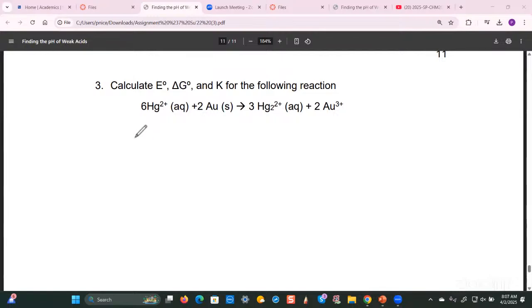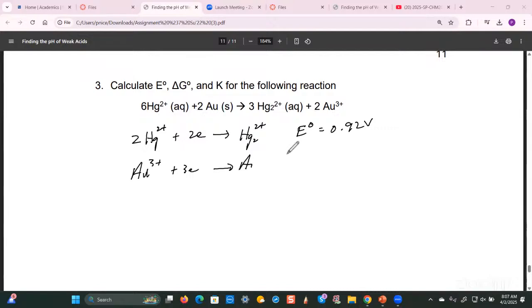And this is what I have. 2 mercury 2 plus 2 electrons to give mercury 2 plus. And when I looked up the standard EMF value, that is 0.92 volts, right? And then the other half equation is the reduction of gold 3 plus 3 electrons to give gold. And the standard EMF value for that is, when I looked it up, 1.40 volts, right?